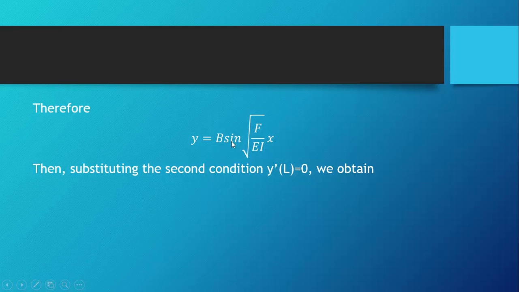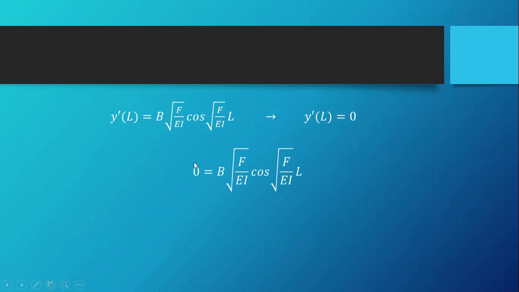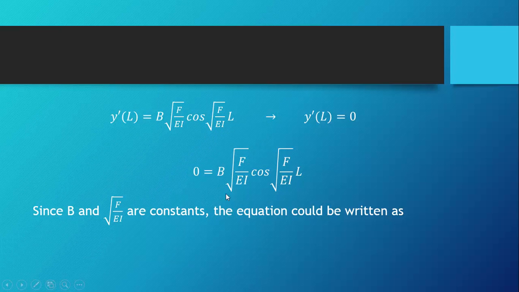Then, we substitute the second condition, y'(L) = 0. The differentiation of y is y' = B √(F/EI) cos(√(F/EI) x). Substituting the second condition, we have 0 = B √(F/EI) cos(√(F/EI) L). And since B and √(F/EI) are constants, the equation could be written as 0 = B cos(√(F/EI) L), with B as any constant.